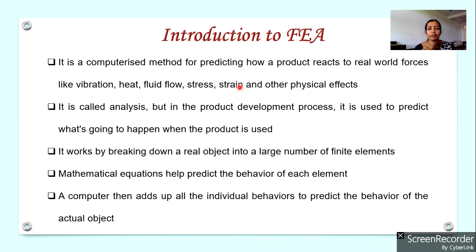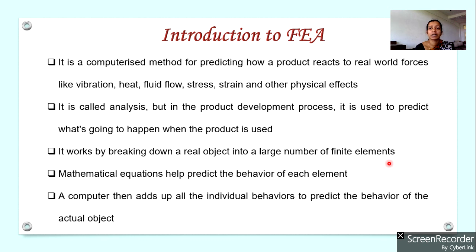So the behavior of the machine under different physical conditions can be tested using this finite element analysis tool. Now, this FEA tool works by breaking down a real object into a large number of finite elements. So in this finite element analysis, any continuous object is broken down into a number of elements. So that is why this technique is called finite element analysis. Any object is broken down into a finite number of elements.